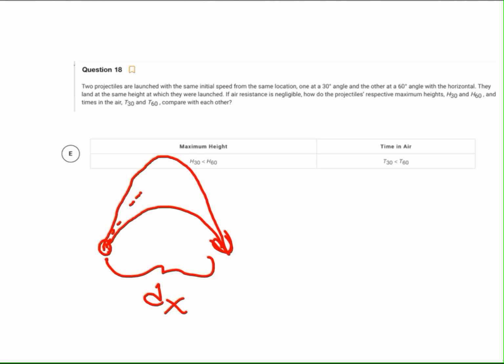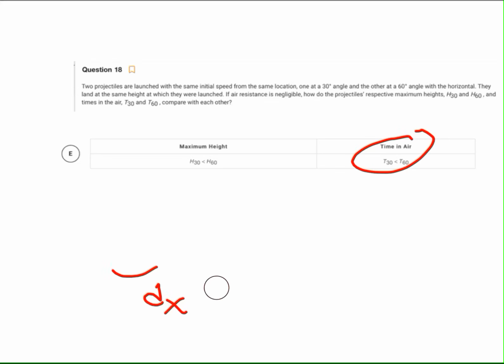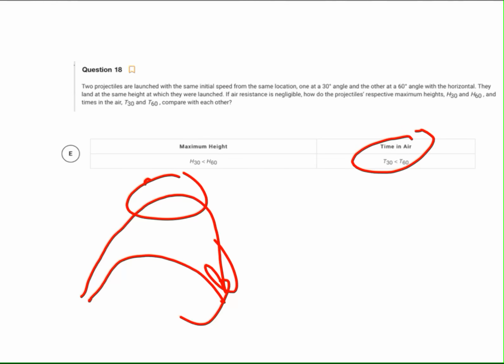Okay, so time in the air. Time in the air for the 60 degree one is obviously going to be much bigger than the 30 degree one, because the 60 degree one is going way, way up in the air. So it's got a lot more time in the air. So that's why T30 is less than T60. Now, the height, again, obviously, the height for the 30, since it's super flat, is going to be much less than the height of the 60. So that's why the answer would be E.